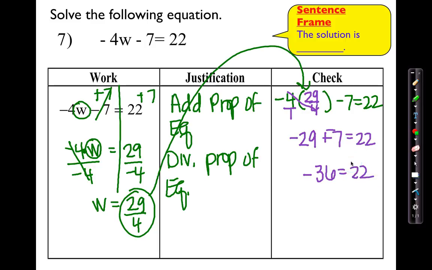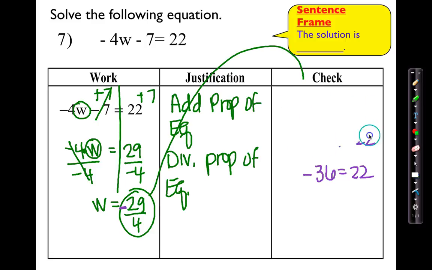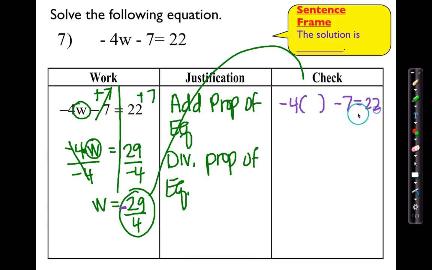Were you able to find my mistake? Hopefully you did. Hopefully you notice right here, a positive 29 divided by a -4 is supposed to be negative. So let's try that one more time, but instead of putting a positive, let's put in a negative to see if it actually works. So we had W minus 7 equals 22.